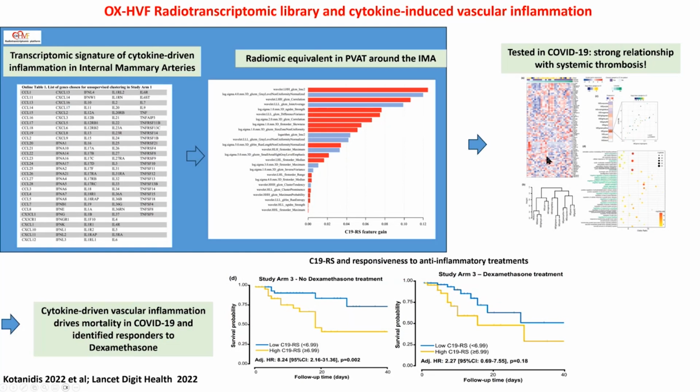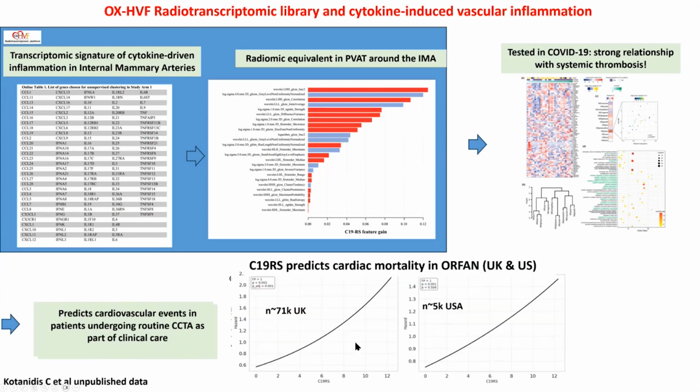This signature had a striking predictive value, and it could identify during COVID-19 the patients that would respond to dexamethasone. This very same signature of cytokine-driven inflammation is now tested in 71,000 patients in the ORFAN study from the UK, and 5,000 patients from the US, giving striking predictive value in a dose-dependent manner.